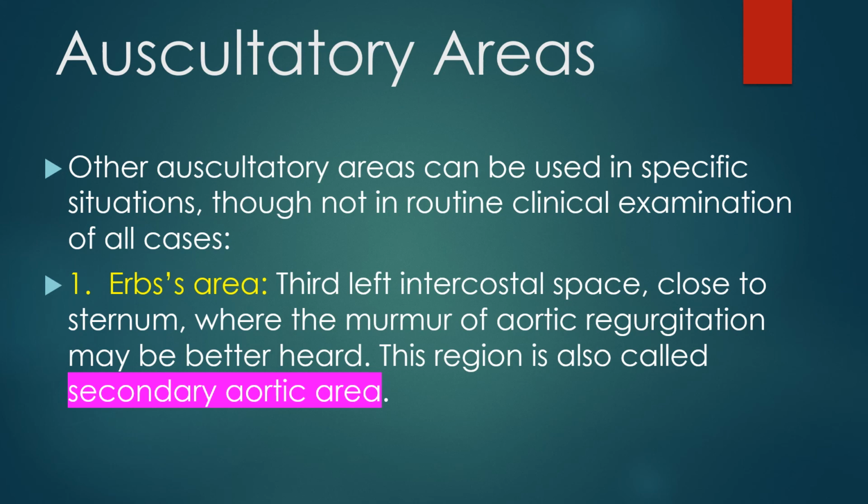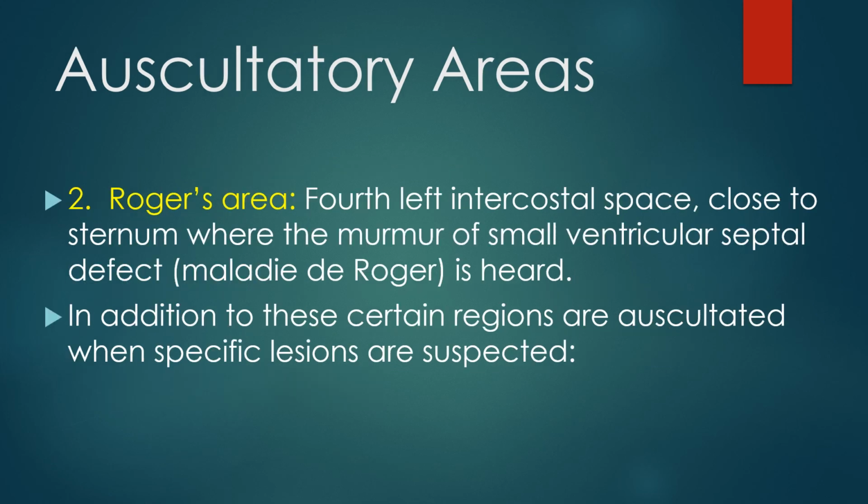Other auscultatory areas can be used in specific situations, though not in routine clinical examination of all cases. Erb's area, third left intercostal space close to sternum, where the murmur of aortic regurgitation may be better heard. This region is also called secondary aortic area. Rogers area, fourth left intercostal space close to sternum, where the murmur of small ventricular septal defect, that is maladie de Roger, is heard. In addition to these, certain regions are auscultated when specific lesions are suspected.